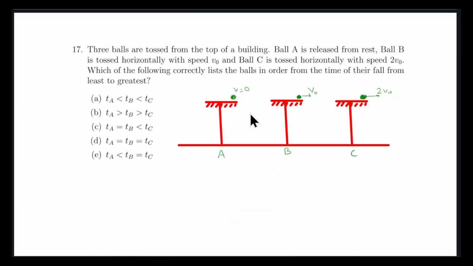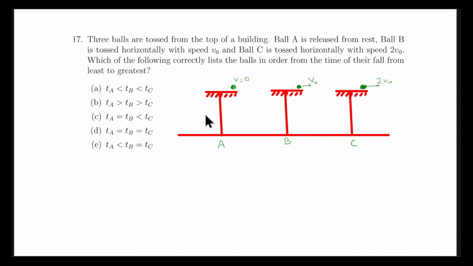Okay. Over here, there are three balls that are tossed from the top of a building. Ball A is released from rest, B is thrown horizontally with V naught, and C with 2V naught. So which of the following correctly lists the balls in order of time of fall?